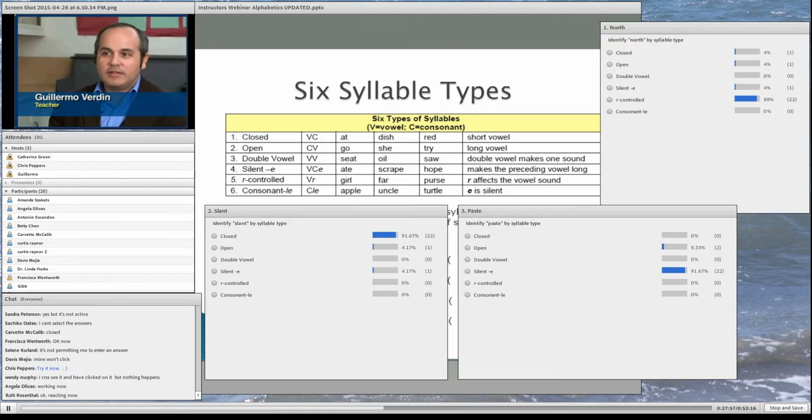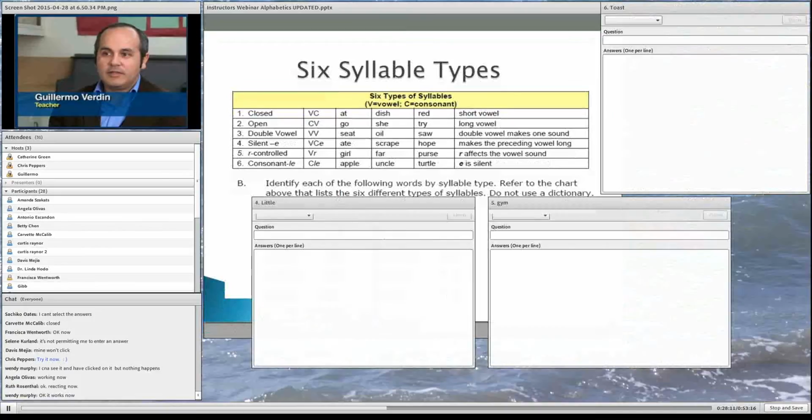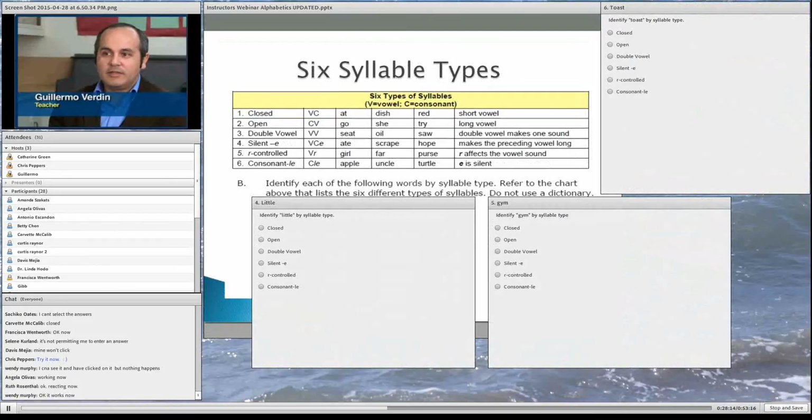Great. Now you guys, if for whatever reason you chose the wrong syllable, no worries. You have the table here and you're going to have plenty of time to review it. So let's move on. Let's look at some other words. Little, gym, and toast. Let's start with little. Please identify the word by its syllable type. And I'll give you a couple of seconds to look at the table, to look at your cheat sheet.